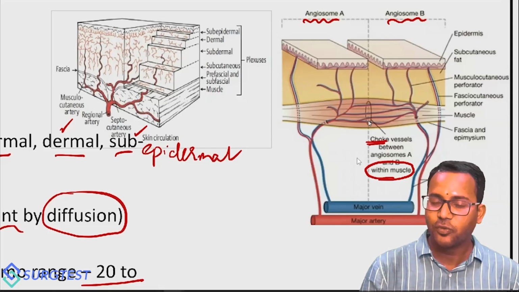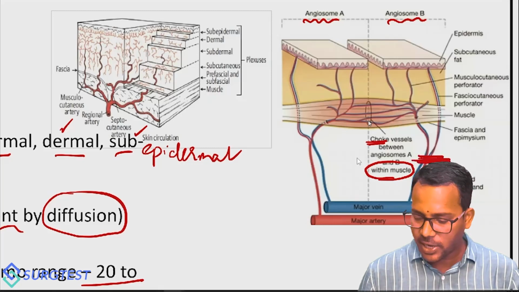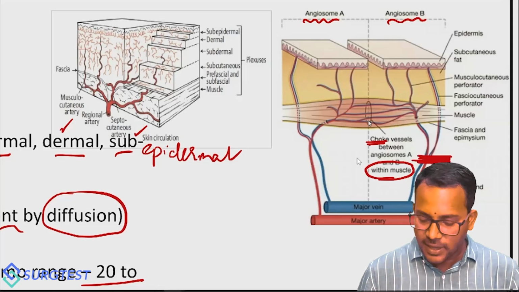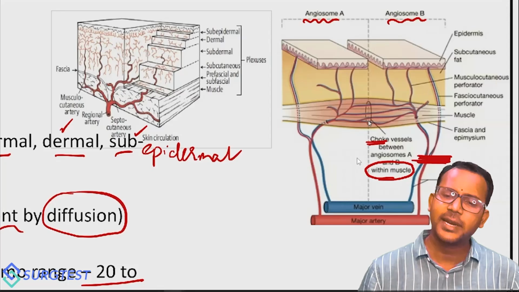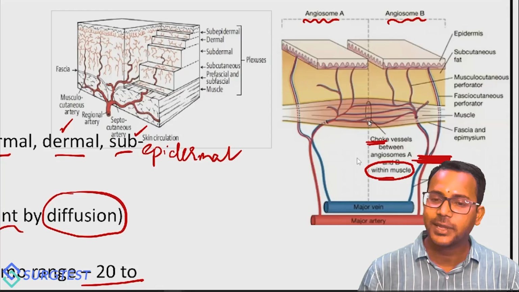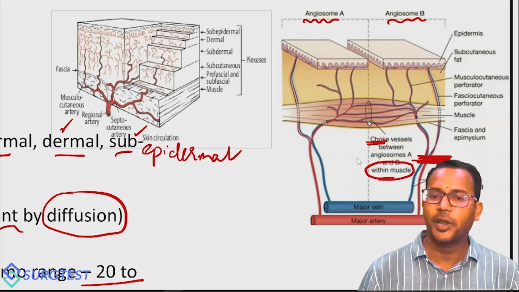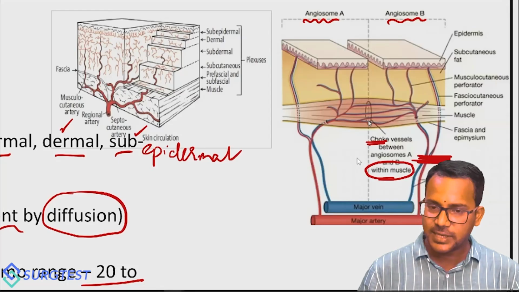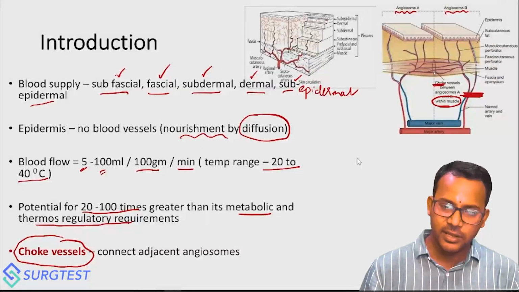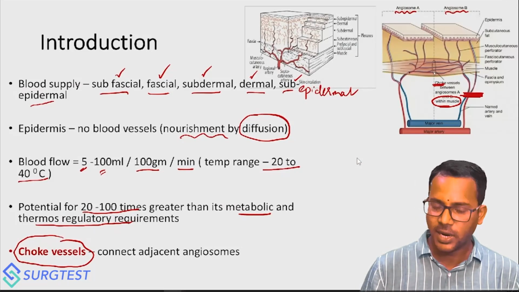Okay, in that case, what you do is you try to ligate or divide the blood supply to angiosome B. What will you achieve by this? If you do this, then the choke vessels, which were, let us say, dormant until now, they open. These choke vessels open and they start supplying angiosome B from the blood supply of angiosome A. So this is the importance of these choke vessels. I think I have made myself clear regarding the choke vessels, and I think you can answer the questions if at all they have asked you regarding choke vessels.